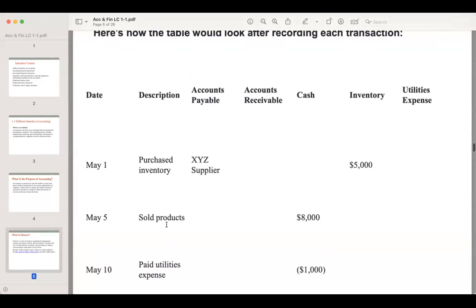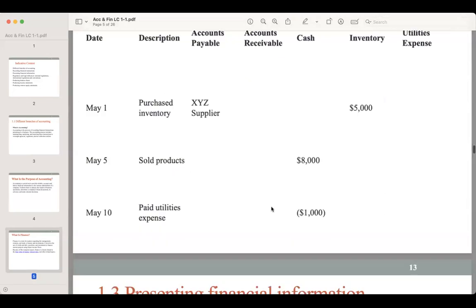So next one is sold products. Here, this time ABC company made a sale and received cash immediately. So we will record the transaction by increasing the cash account by 8,000 and also increasing the revenue account by the same amount. So this reflects the money they earn from selling their products.